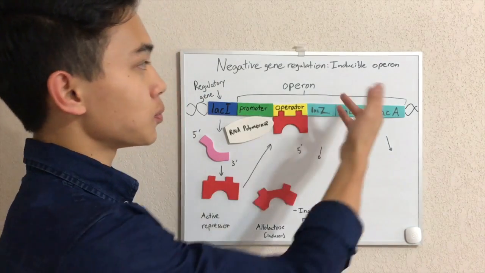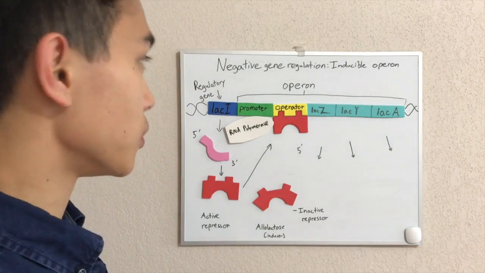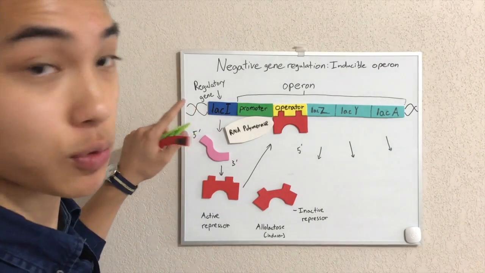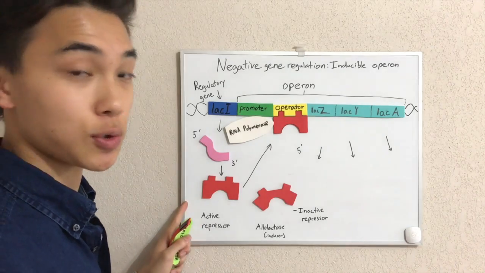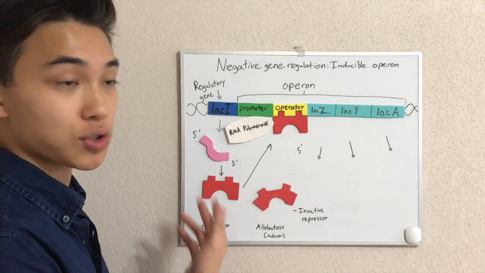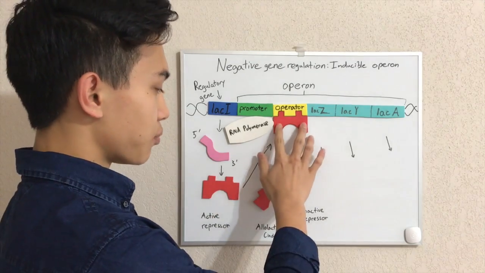So this is an inducible operon in negative gene regulation. The first step in this inducible operon is that LAC-I, which is a regulatory gene, codes for mRNA, which then translates to an active repressor. The active repressor is a protein that will bind to the operator. This is an active repressor.